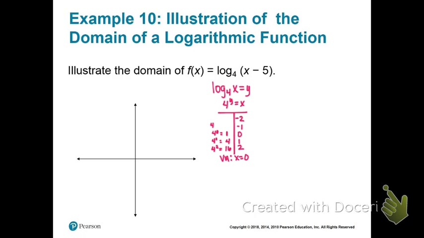And then we got 4 to the negative 1. Remember, negative exponent, send it to the bottom. So that's like 1 over 4 to the first, which is 1/4. And then 4 to the negative 2. Negative exponent, send it to the bottom. So that's like 1 over 4 squared, which is 1 over 16. So let's keep going here.